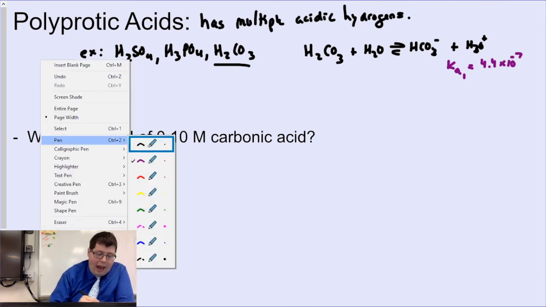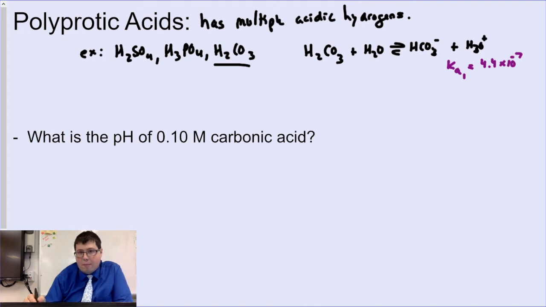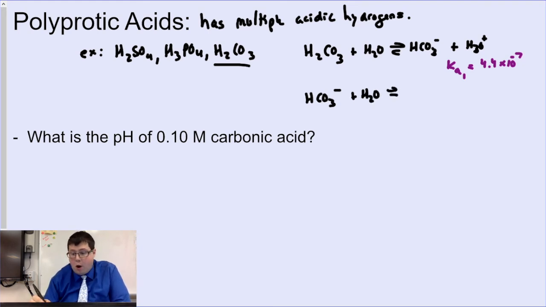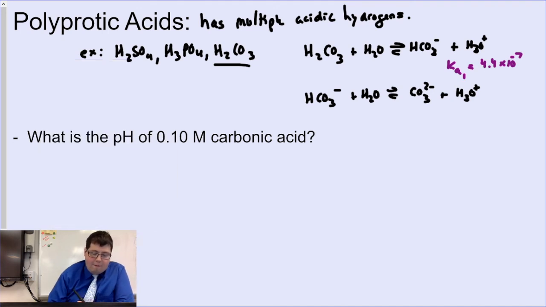Now, what can happen is that this HCO3 minus can still act as an acid. If we imagine that happening, that HCO3 minus is going to donate a proton to an H2O, and so that would be in equilibrium then with CO3 2 minus and an additional H3O plus. Now, if you measure the Ka for this one, Ka2, that's going to be a little lower.